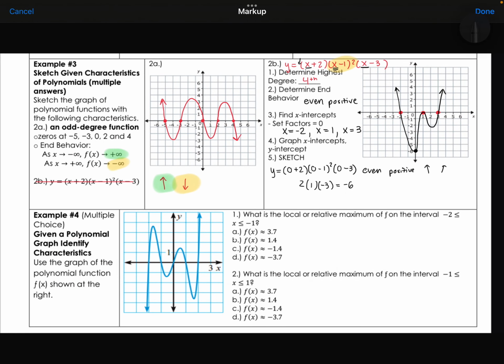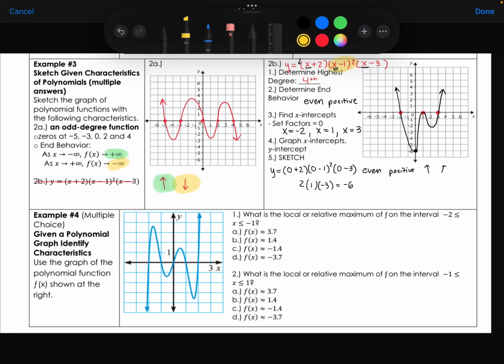Alright, and the last one, given a polynomial graph, identify characteristics. Okay. What is the local or relative maximum on the interval of negative 2 to negative 1? That's here. Which looks like that would be this, right? So that's about 1, 2, 3, 3.5, so 3.7.